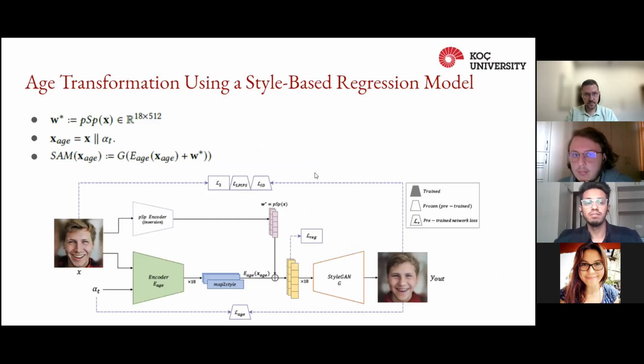Finally, we have another model that our approach is inspired from. This is age transformation using a style-based regression model. In this approach, first of all, they invert the actual image using a pSp model, which I will talk about in the next slide. So they invert the image using an inversion model and obtain an initial latent code. And then they use another encoder model to obtain some residuals, which they add to this inverted latent code. And this corresponds to an age change in the latent code.